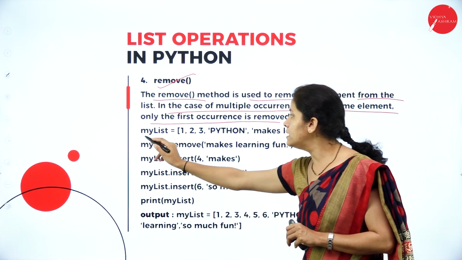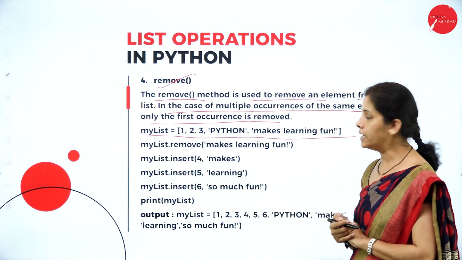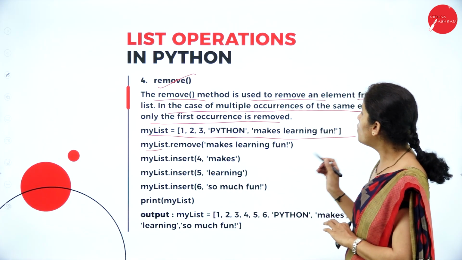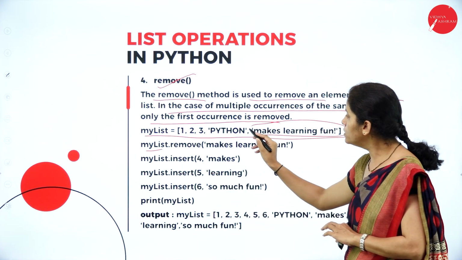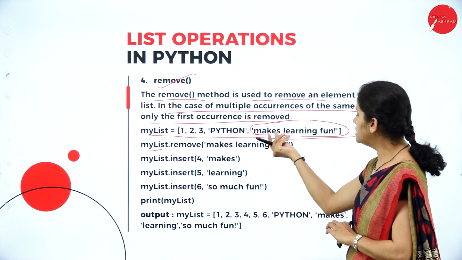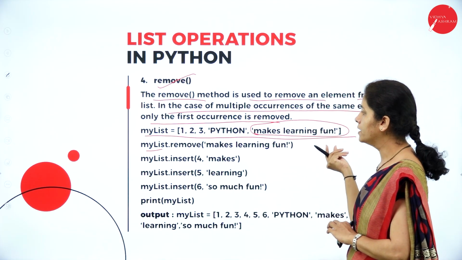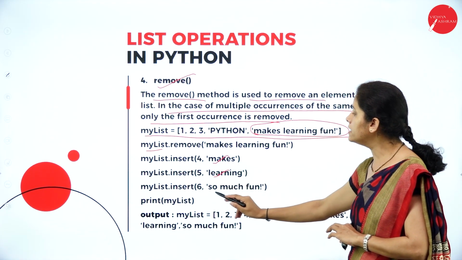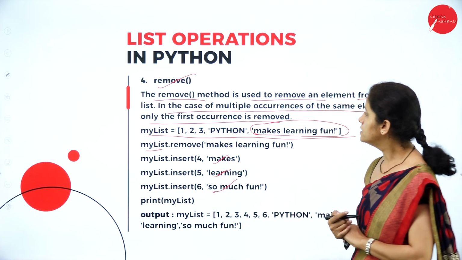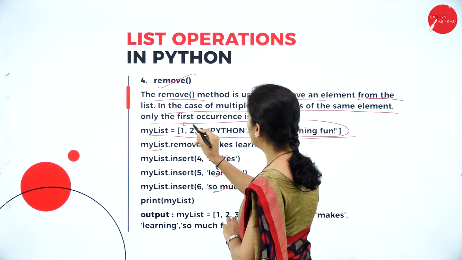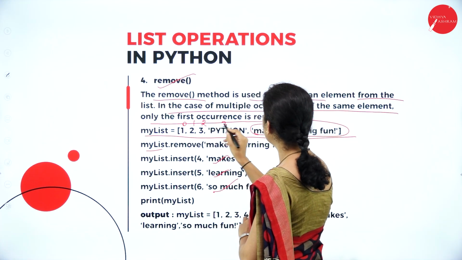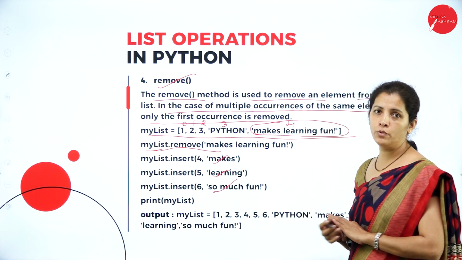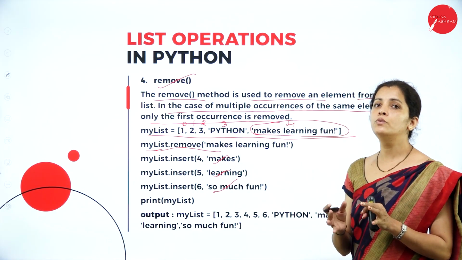Okay, fine. See here, I have the list. Then list remove. I want to remove this element, that is makes learning fun. Instead of that, I want to put makes learning so much fun. See here, it's my 0th index, 1, 2, 3 and 4. So what is the job of the remove method? It is to remove the element.